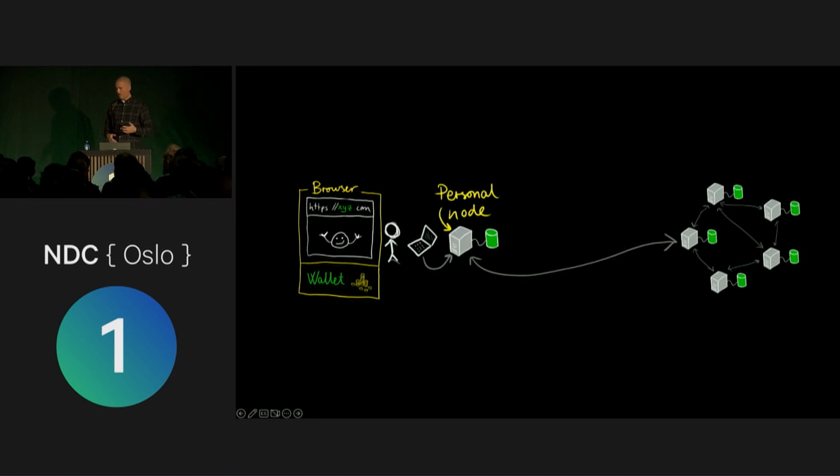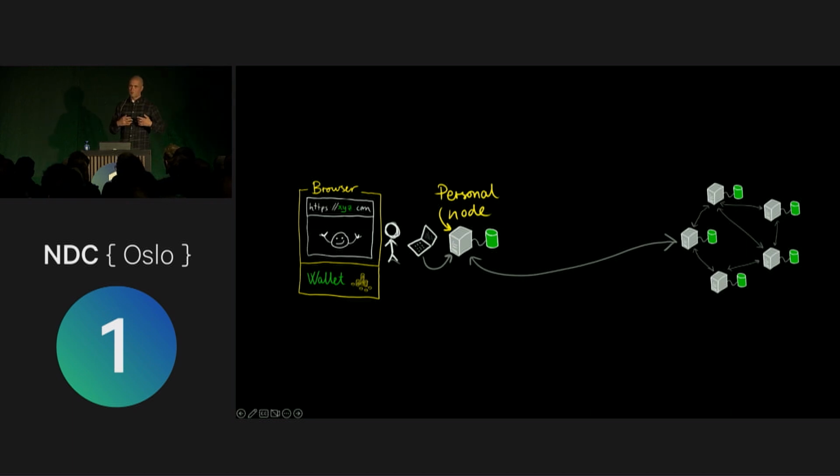So ideally, you would have to run your own personal node on a server that you control. And that server would run the blockchain software, and it will sync the distributed database, and then your browser will have to be configured to talk to that personal node. But if there's one thing we've learned the last 30 years, it is that no one wants to run their own server.